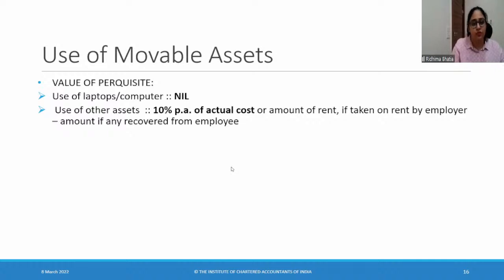Next is transfer of movable assets. Listen to this a little carefully, guys. Transfer of movable assets.